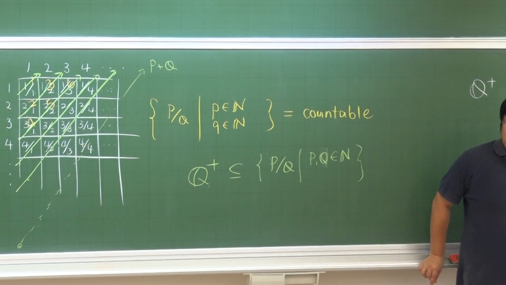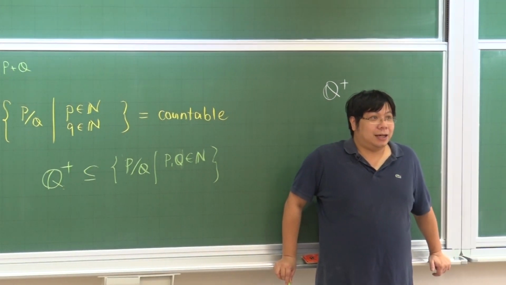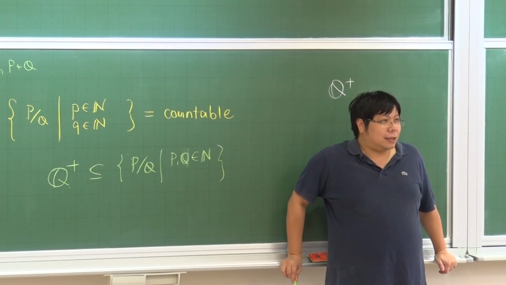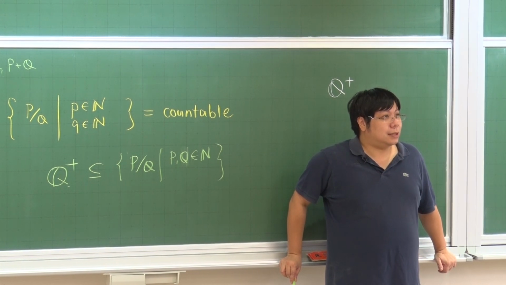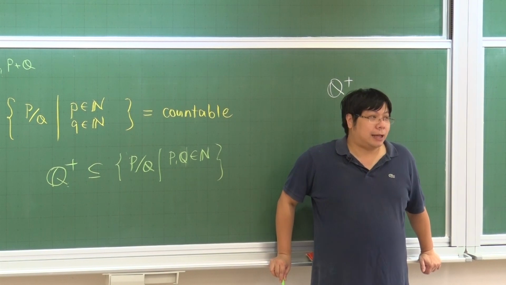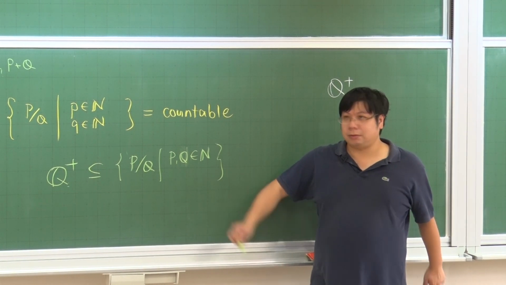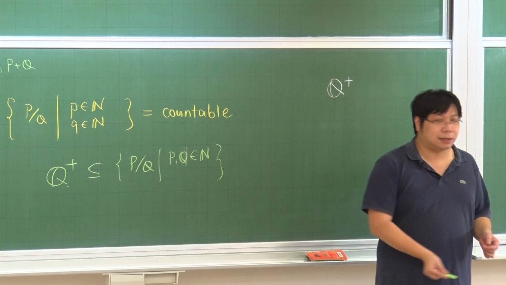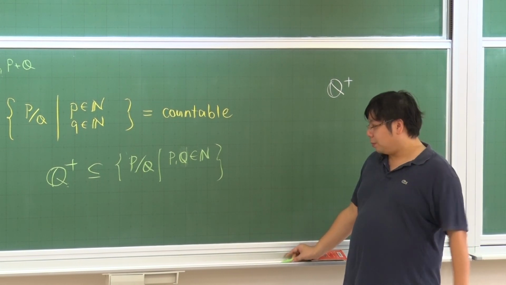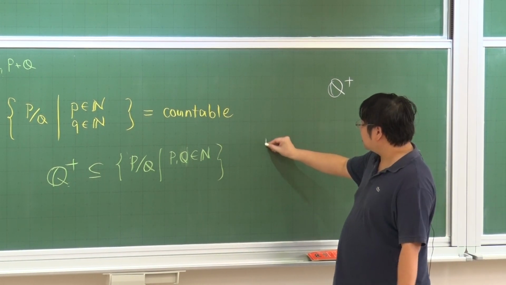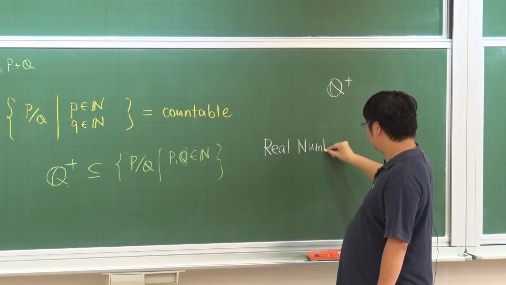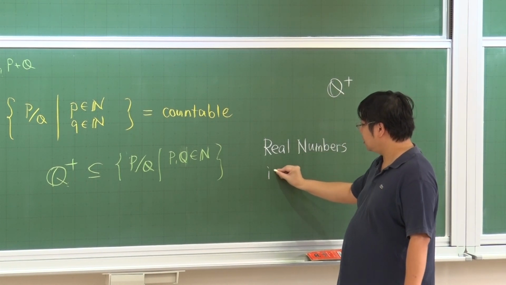During the break, a student asked the following question, which I think is very, very good. He asked me, it seems that all the infinite sets must have the same cardinality as the natural numbers, because it looks quite easy to get a correspondence. But this is not true. We are going to show this. The set of real numbers is uncountable.